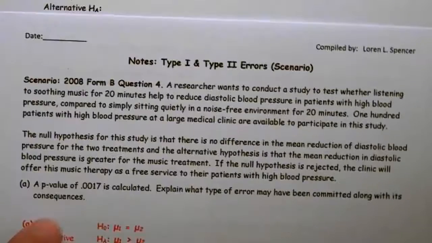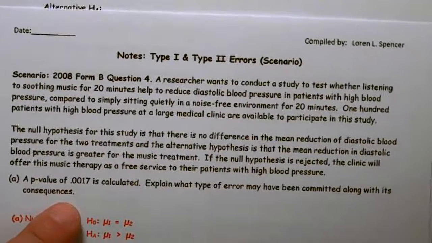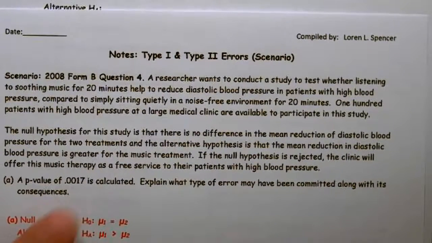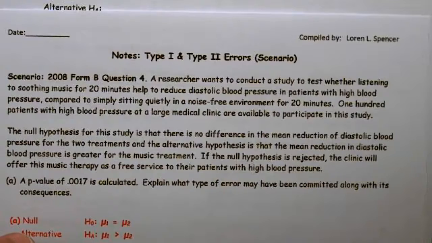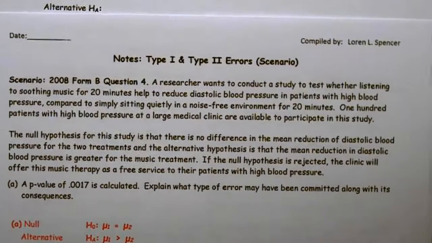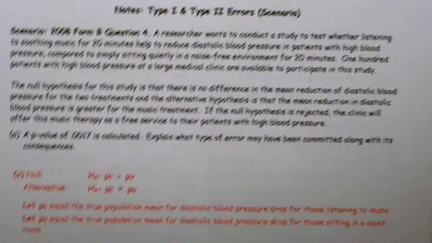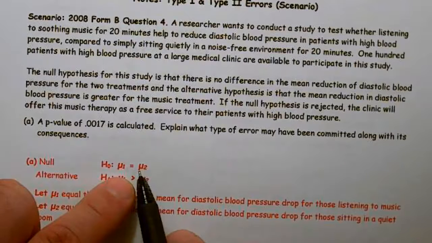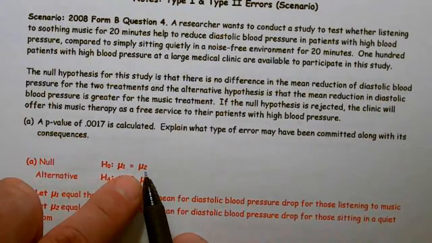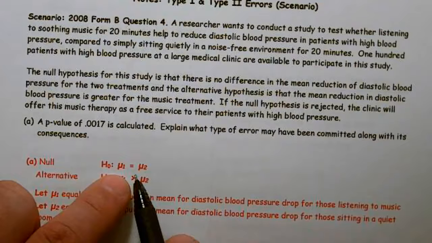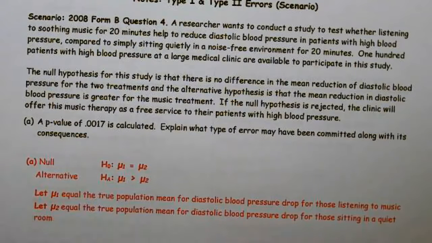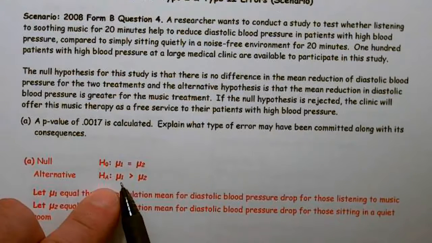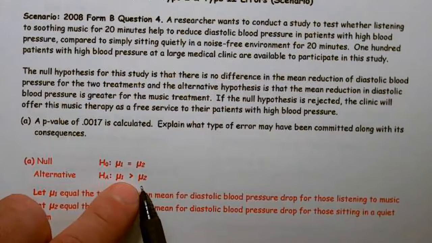We have a p-value of 0.0017. All right, so this is a pretty small p-value. It says, explain what type of error may have been committed along with its consequences. Well, a null is we happen to have two things. We have mu1 and mu2, and we can say mu music and mu quiet room, and we just start off with them equal. Now, I know we haven't done two samples, but it shouldn't be that big of a deal. And then the next one is mu1 music is greater than mu2.